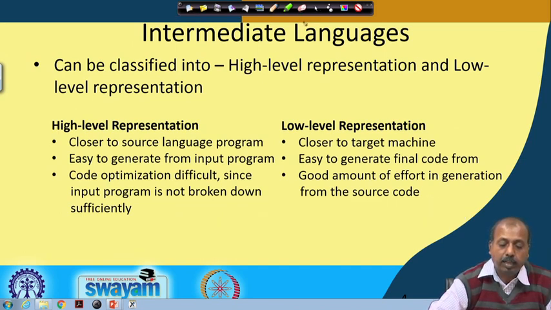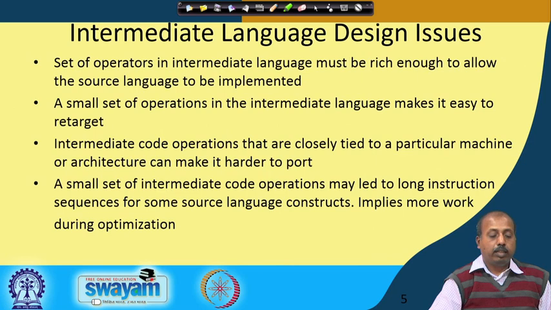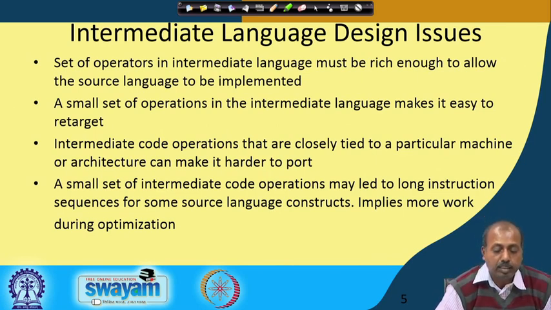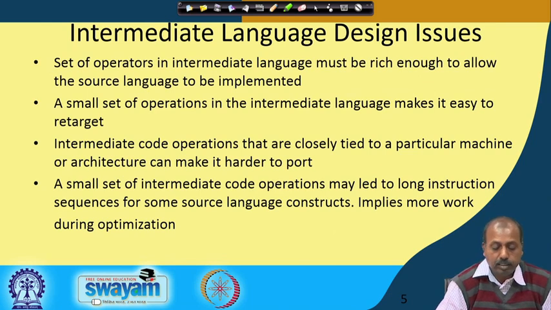Now, how are we going to handle this situation? What are the different intermediary languages that have been proposed? Before that, we try to see what the issues are in such language design. First of all, the set of operators in the intermediate language must be rich enough to allow the source language to be implemented. So, this is the first thing.